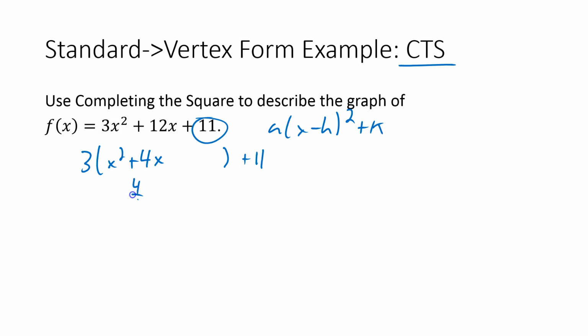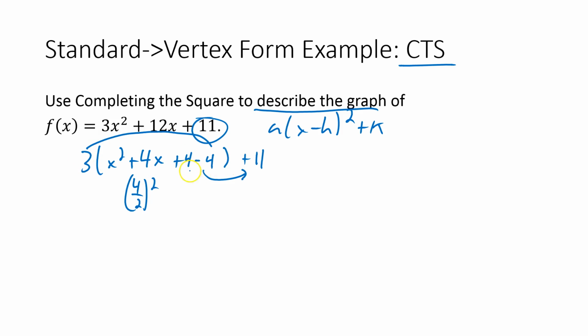So I'm going to do 4 divided by 2, and I'm going to square it. That's 2 squared, which means I need a plus 4 here. Now, the reason I left so much room is because if I add 4, I better take it away too. Because I can't just add 4 to an expression. It's equal to something. So I can't just add a 4 willy-nilly and expect that it's going to be okay, because it would unbalance the equation.